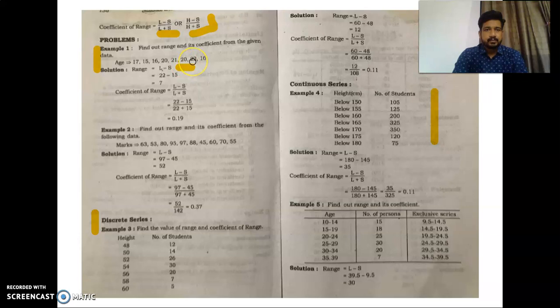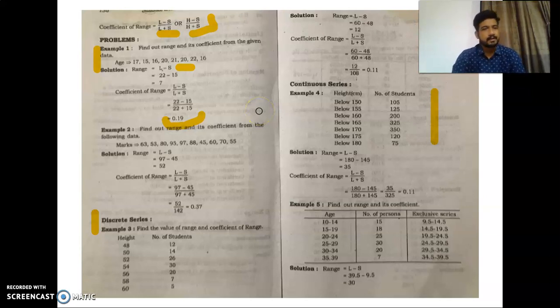Largest is 22 and smallest is 15. You can see it just by observation. So 22 minus 15 equals 7. So the answer of range is 7. Now again we have to find out the coefficient of range. Coefficient of range is L minus S divided by L plus S, 22 minus 15 divided by 22 plus 15. So the answer is 0.19 for the coefficient of range.